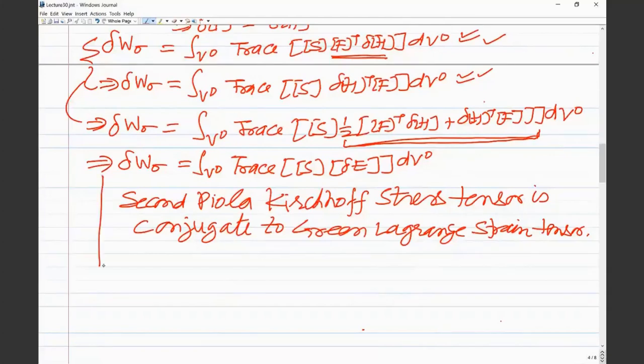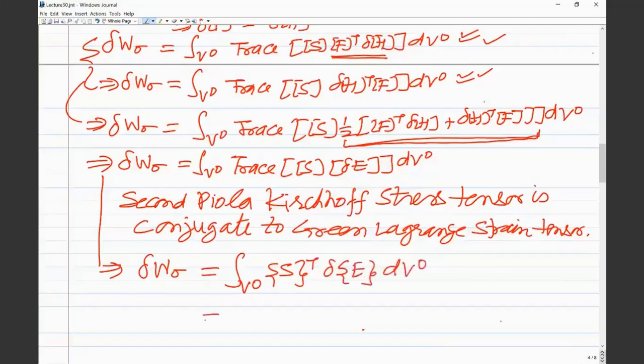Now you can go back and use the same Voigt notation, so delta W sigma can also be written as, and now the integration is with respect to reference coordinates. So you can write this quantity as S transpose. Now I'm putting the second Piola-Kirchhoff stress tensor in a vector of 6 by 1 and into delta of E dV naught. This can also be written as integration over V naught of delta of E transpose into S dV naught.